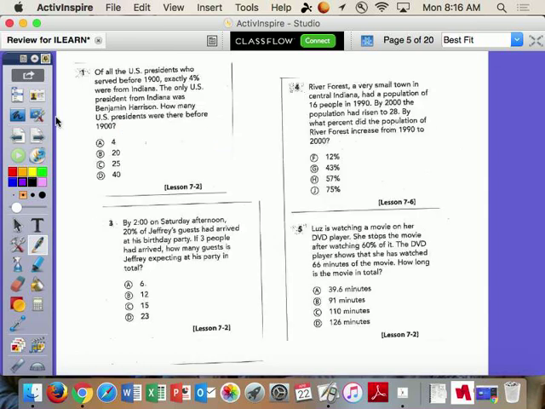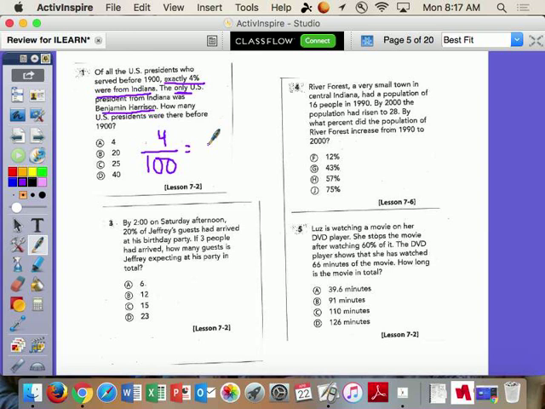All right, next page. These are our proportions. Every single one on this one is going to be a proportion. We got this. Of all the U.S. presidents who served before 1900, exactly 4% were from Indiana. If we see that percent, right, that's our proportion. So I have 4% over our total of 100%. All of our percents are always out of 100.